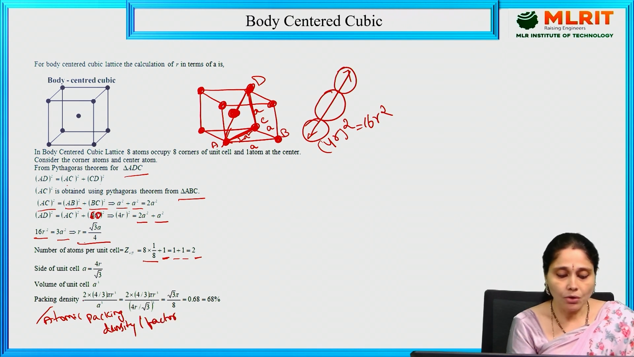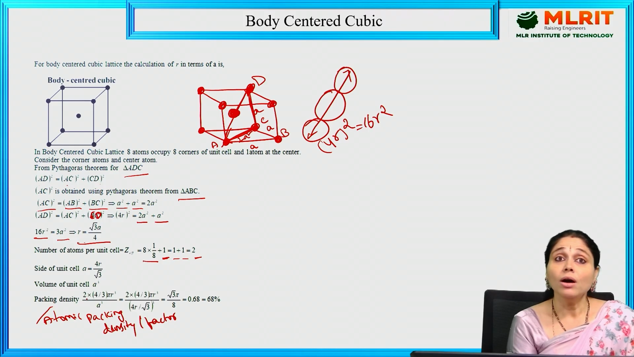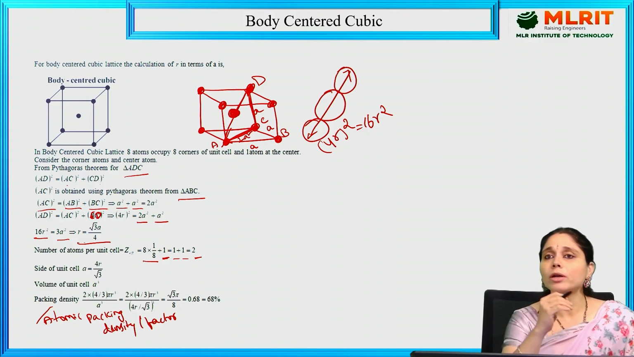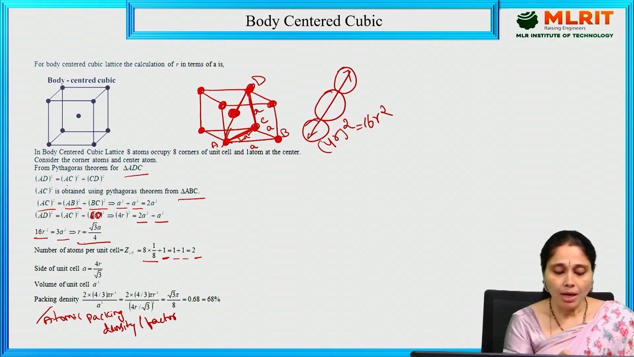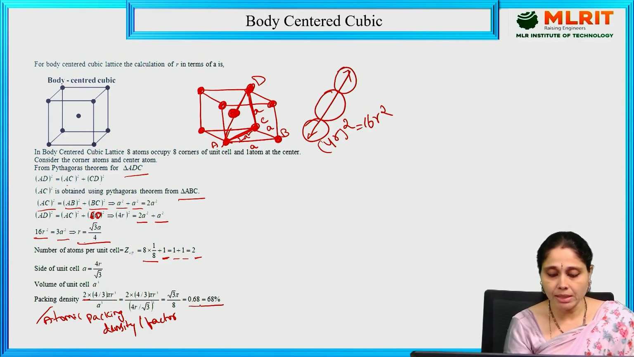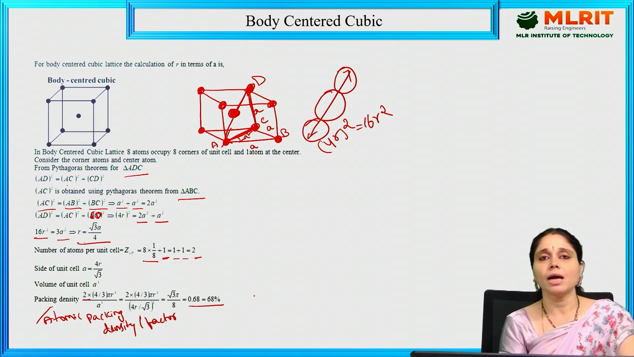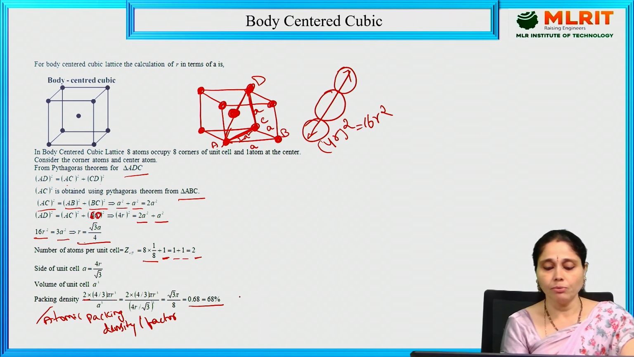Atomic packing density or atomic packing factor, we can call it either. So effective number of atoms into volume of the atom by total volume of the unit cell. This is 2 into 4 by 3 pi r cube by a cube, where a is 4r by root 3 whole cube. You can substitute either way of a or r. So root over 3 pi by 8, that is 0.68, or 68% in terms of percentage.